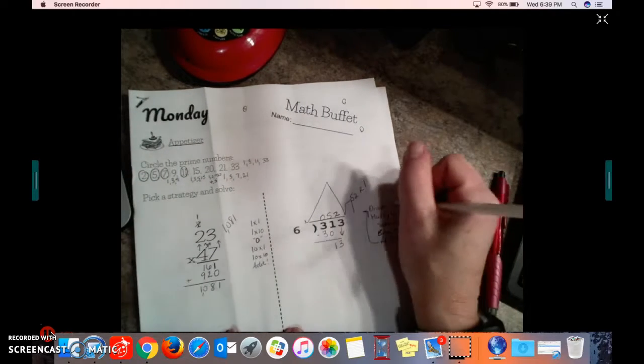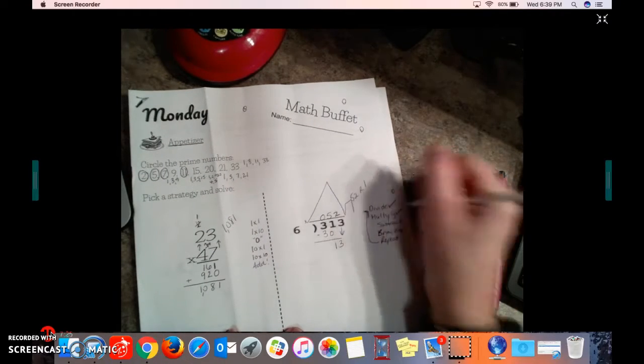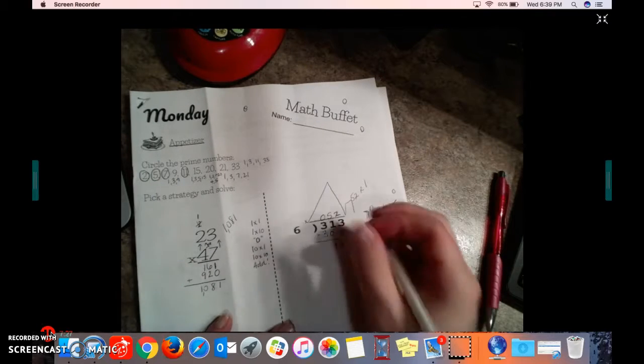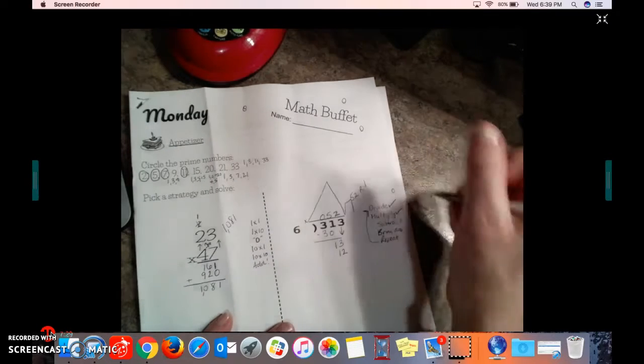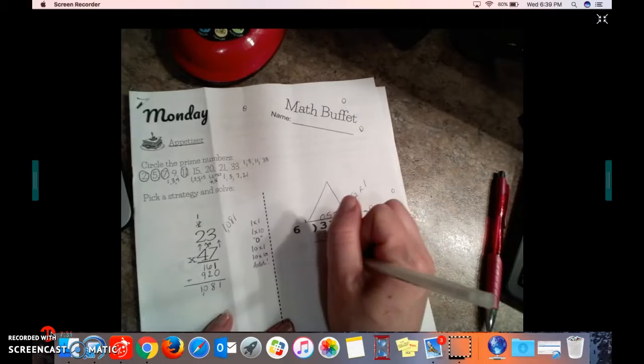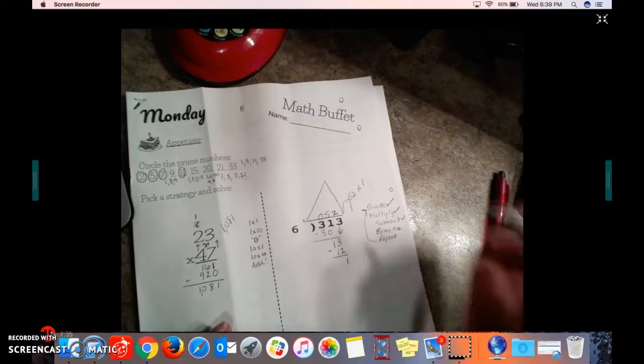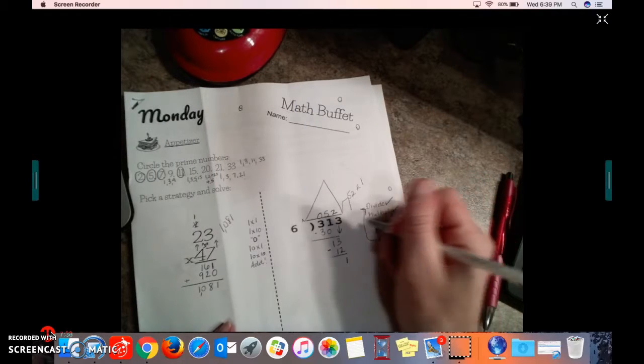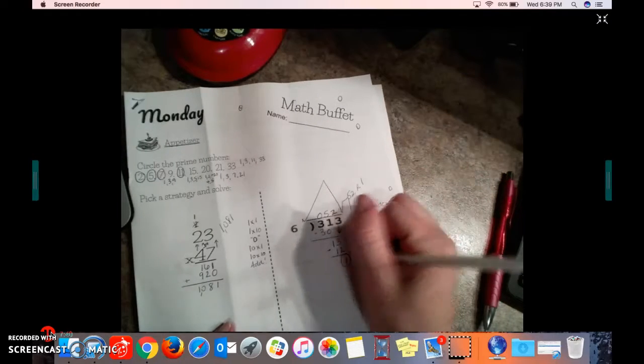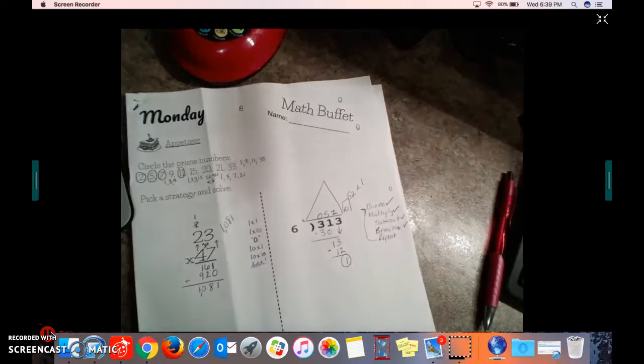Divide. Now I'm going to multiply. 6 times 2 is 12. Now I'm going to subtract. 13 minus 12 is 1. I have nothing else to bring down. And I have nothing left to divide, so this 1 becomes my remainder. So my answer is 52, remainder 1.